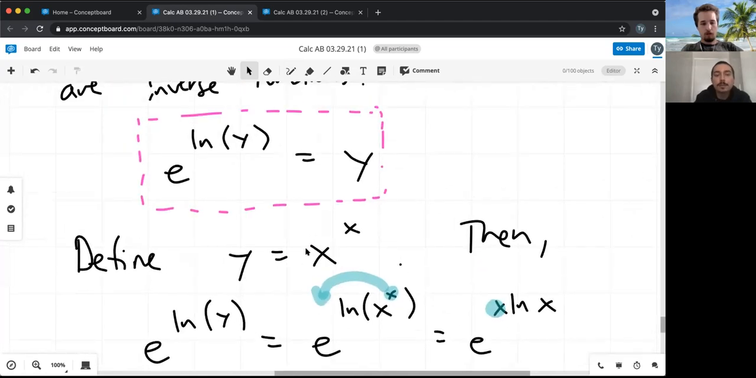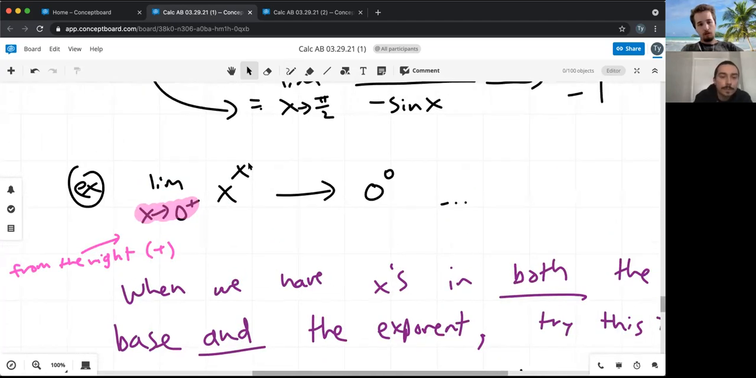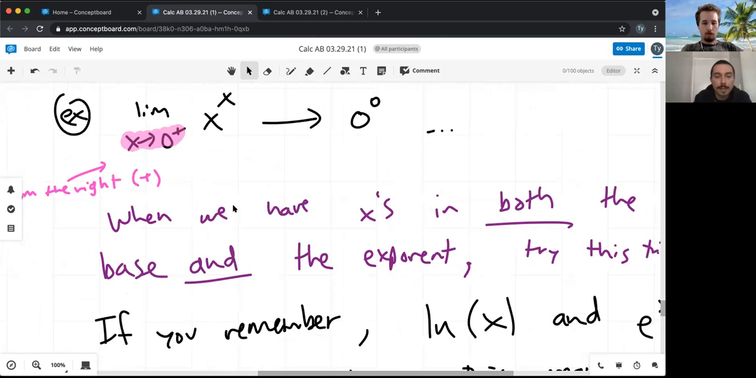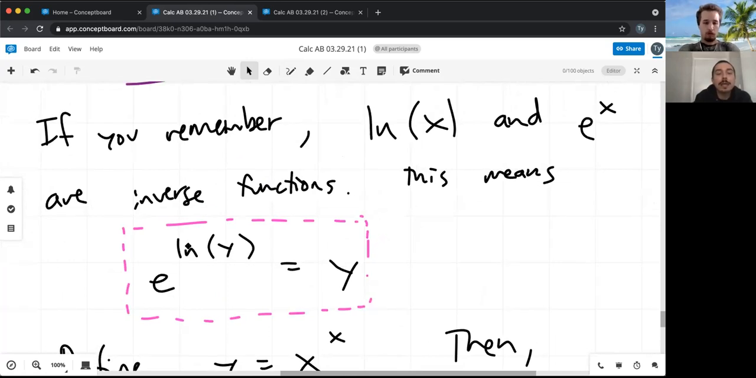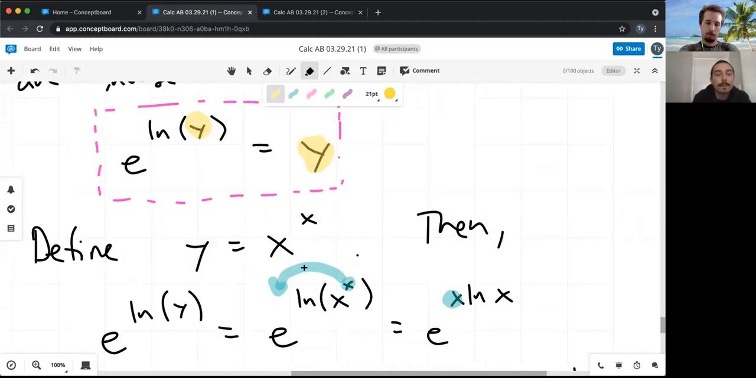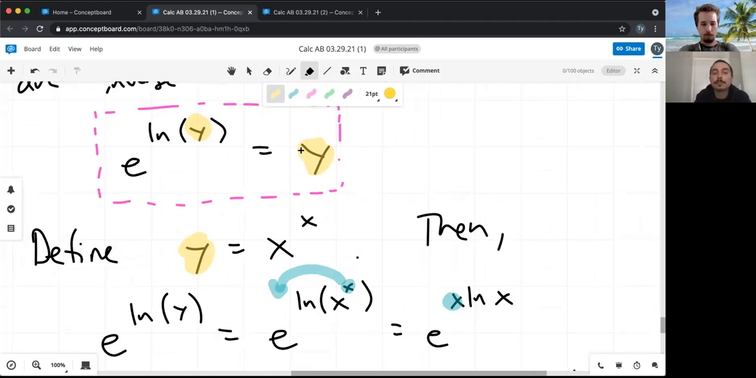We defined, nope, let's back up a little more. We started off with this as the expression we wanted to take the limit of, x to the x. I said, hey, let's just call that y. We have this relationship that since e and natural log are inverse operations, when we take e to the natural log of something, we just get the input back out, right? So e to the natural log of y is equal to y. I strategically named this y because that's what we're using here.